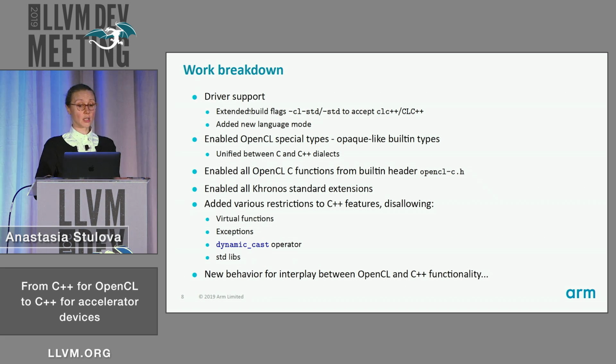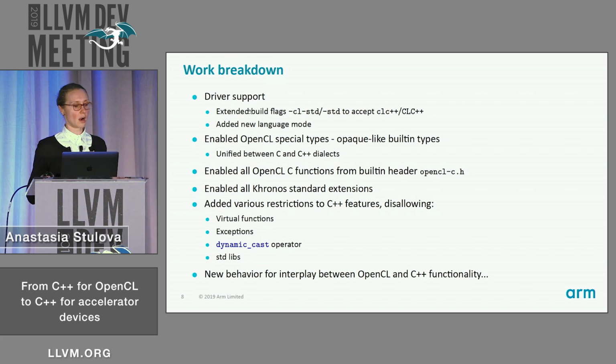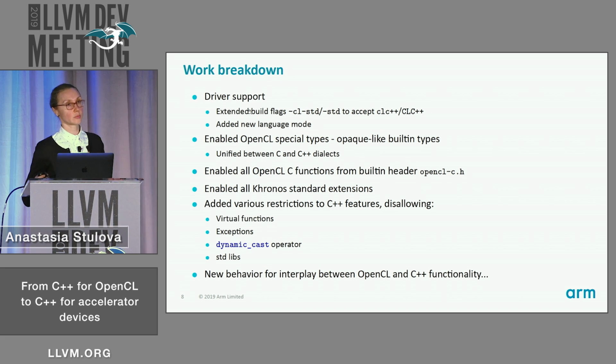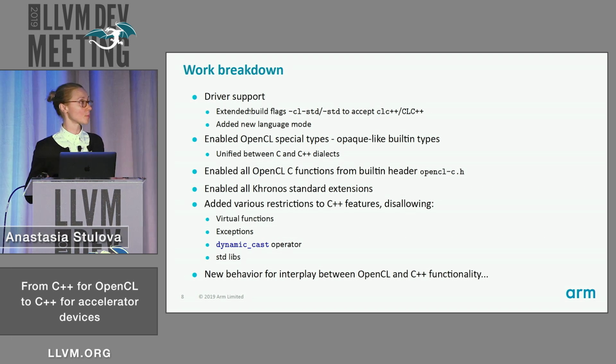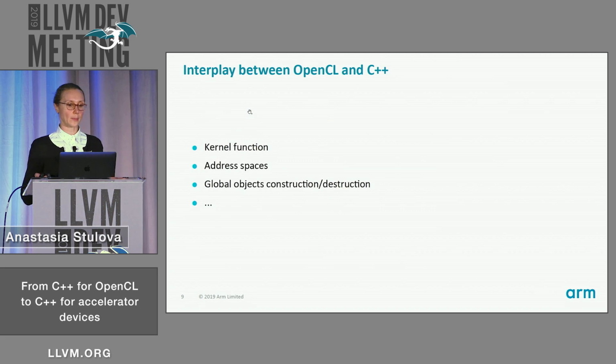There are a number of restrictions to C++ features we had to add, however, and that's mainly because of the way accelerators are designed. Some of the features are not easy to support on such hardware accelerators, so we had to disallow things like virtual functions, exceptions, and the dynamic cast operator, and standard libraries aren't supported either. The majority of the work was spent in defining and implementing behavior for the interplay of OpenCL features and C++ features. I'm going to talk a little bit more about them.